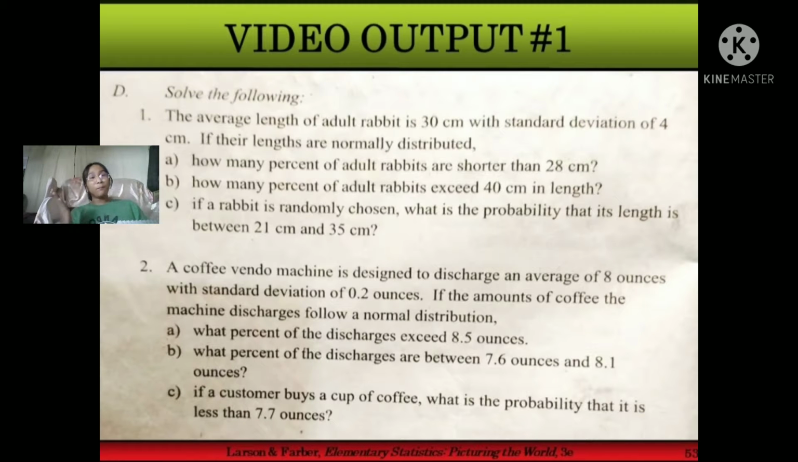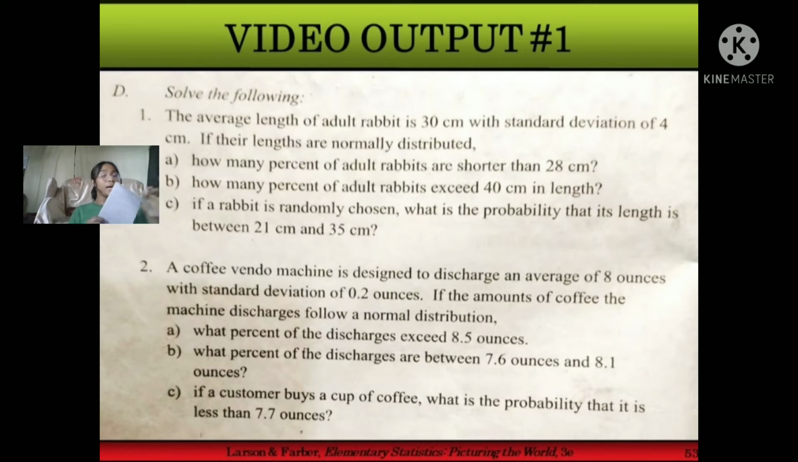So, proceed na tayo dun sa letter number 2, problem solving. A coffee vending machine is designed to discharge an average of 8 ounces with a standard deviation of 0.2 ounce. If the amount of coffee the machine discharges follows a normal distribution, there are three questions. In A, what percent of discharge exceeds 8.5 ounces?